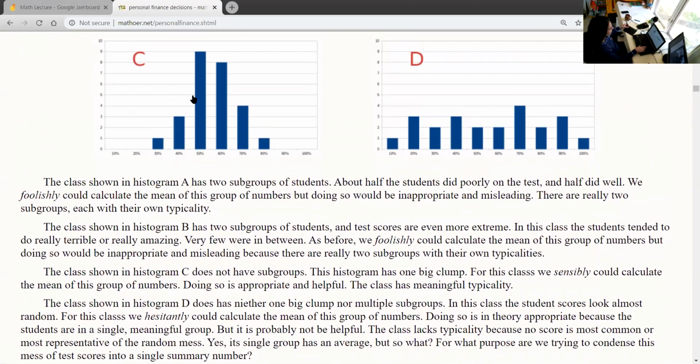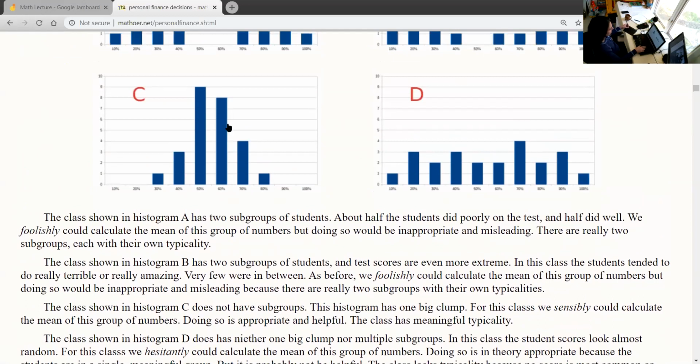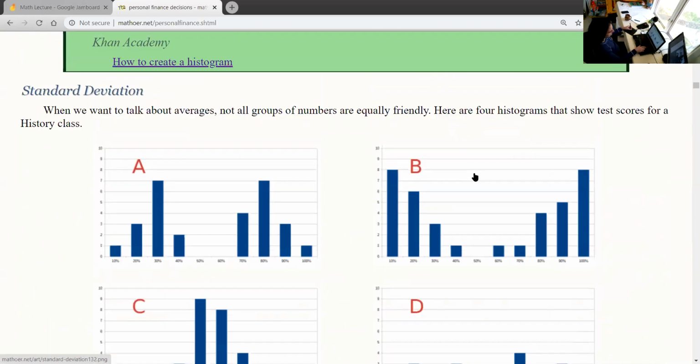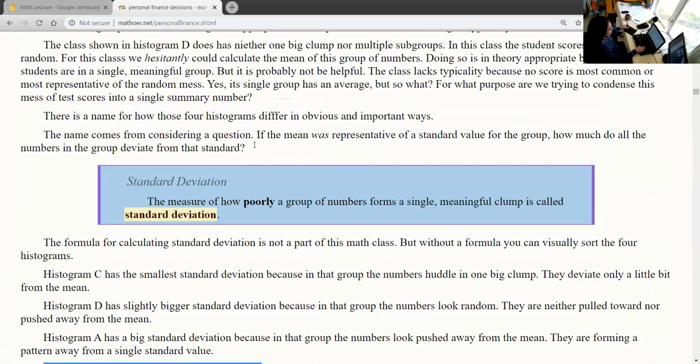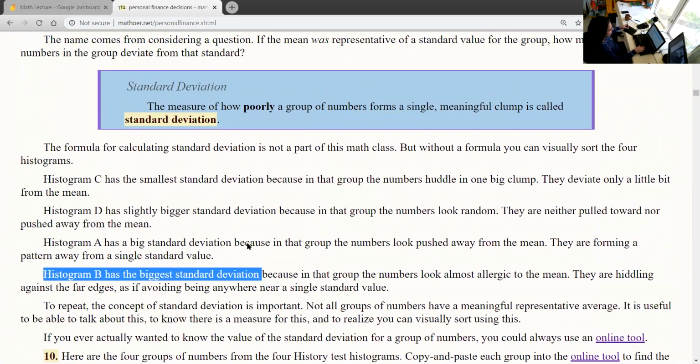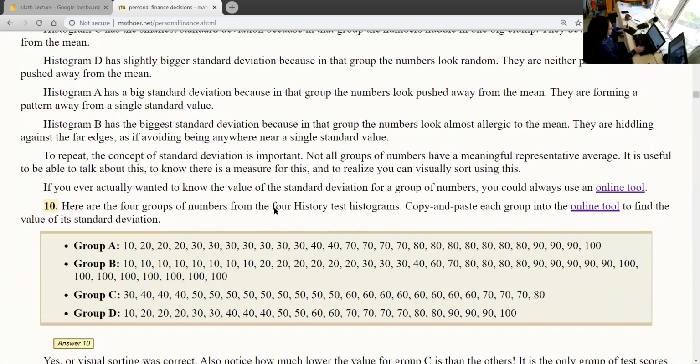So low standard deviation means predictability. Lots of things are typical. High standard deviation means everything is running away from what's typical. It's all kind of way out there. So that's a good word to know just to be educated, but we're not going to do the math about it.